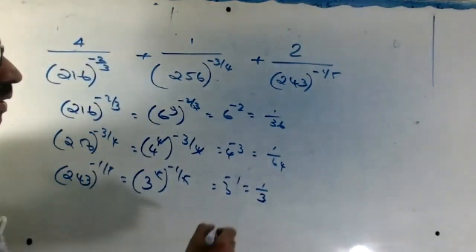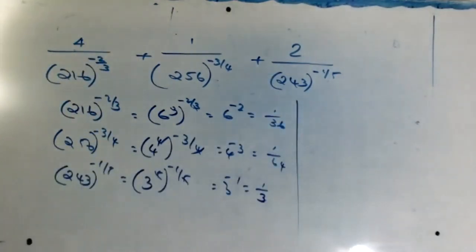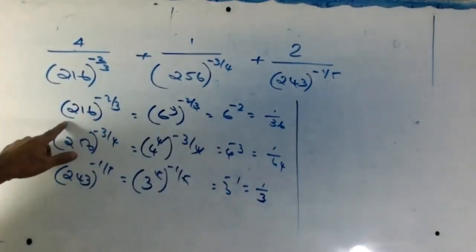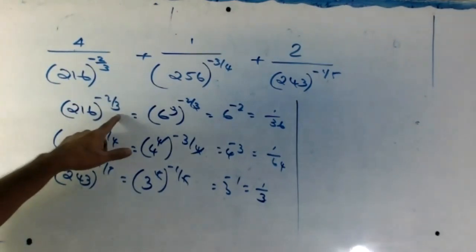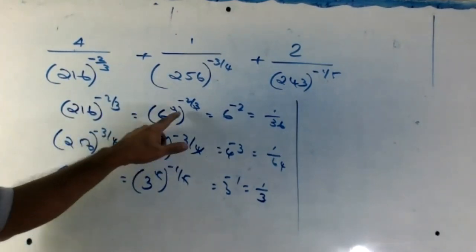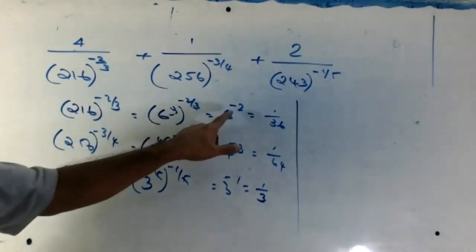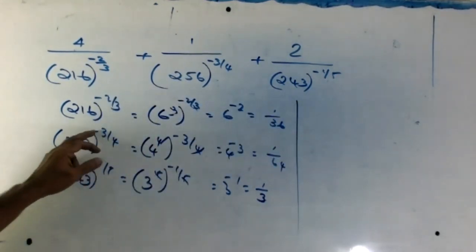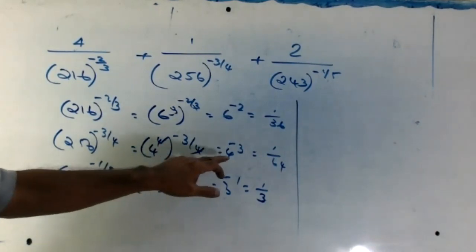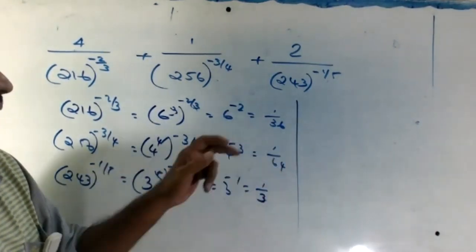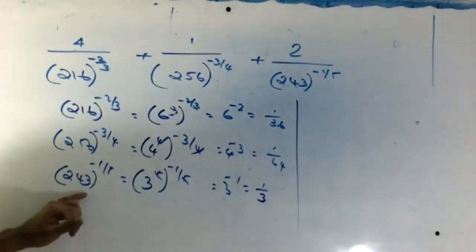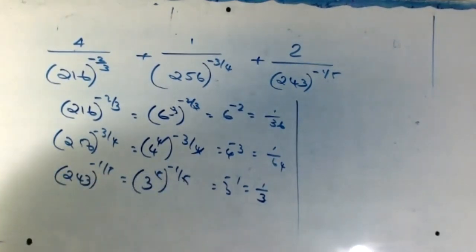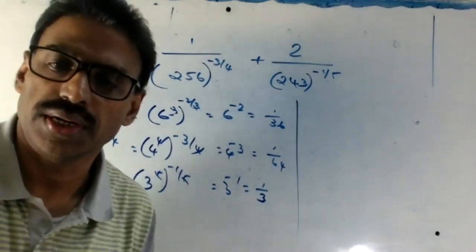So now we are going to conclude this one. Anyone have doubt? Copy this one. 216 raised to minus 2 by 3 is 6 cube raised to minus 2 by 3. 3 cancel. 6 raised to minus 2, 1 by 36. 256 raised to minus 3 by 4. 4 cancel. 4 raised to minus 3, 1 by 64. 243 raised to minus 1 by 5. 3 raised to 5, 1 by 3. Is it okay now?